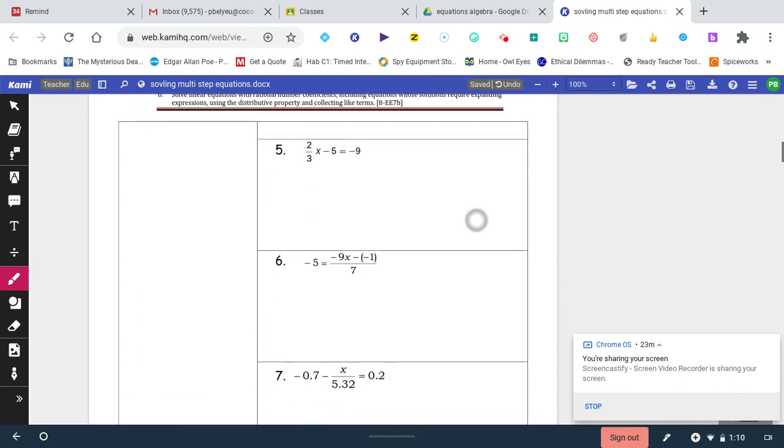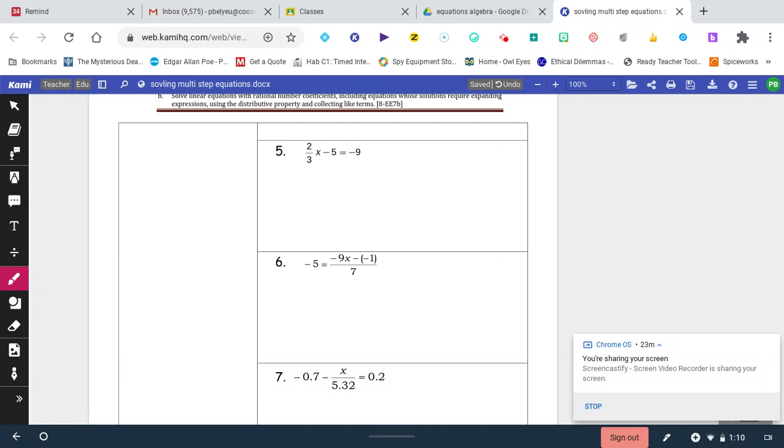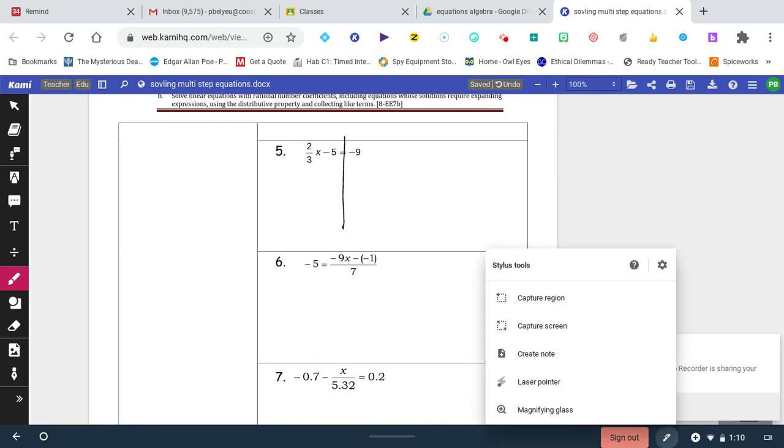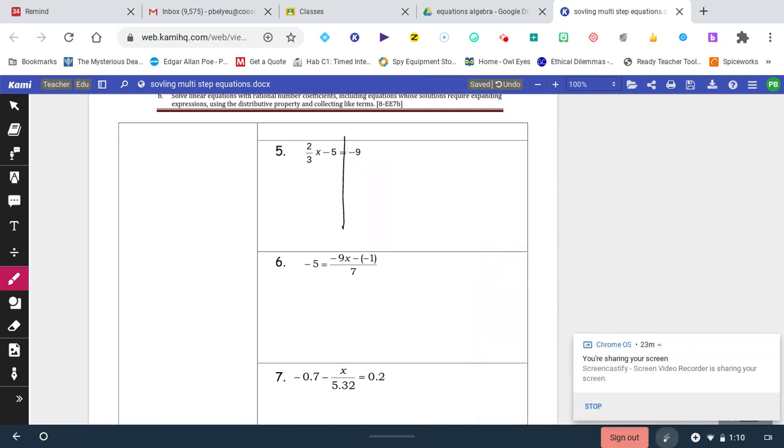All right, number 5 has a fraction in it, but we don't worry about the fraction right now. What you want to do is get rid of the one that's farther away from x, but yet on the side with x. Please don't try to get rid of this negative 9. It's not even on the side with x. So if the whole goal is to get the variable by itself, what is getting rid of negative 9 going to do? It's going to put it over here. That's more stuff over there with the x.